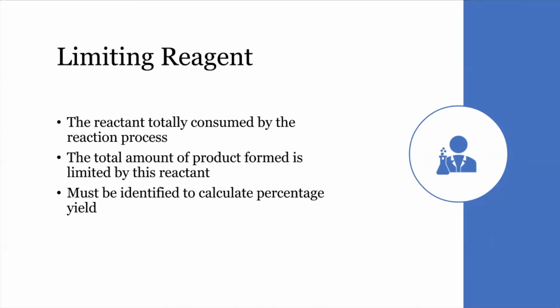The limiting reagent must be identified in order to calculate the percent yield of a reaction, since the theoretical yield is defined as the amount of product obtained when the limiting reagent reacts completely. So that is basically the premise of a limiting reagent, and it's important to maintain a balance between the limiting reagent and the percent yield when it comes to different applications.